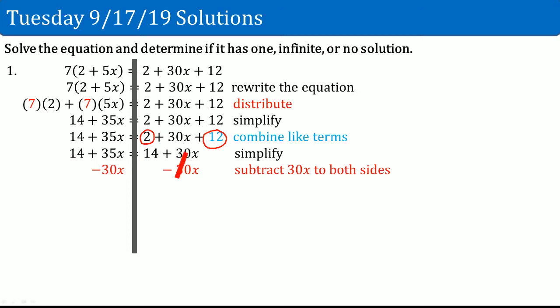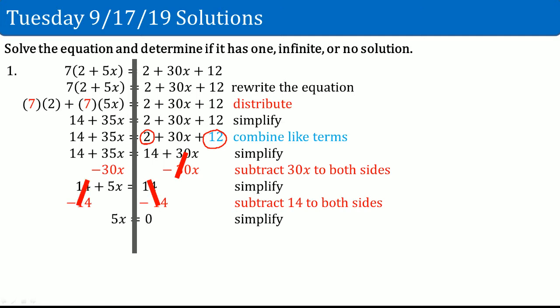The right hand side, that cancels out. On my left hand side, that becomes 5x. Subtract 14 from both sides. The 14, subtract 14 on my right hand side becomes 0. The 5x on the left hand side just comes straight down. We have to isolate x, so we divide by 5, cancels out. X equals 0. So here you would say this has one solution.